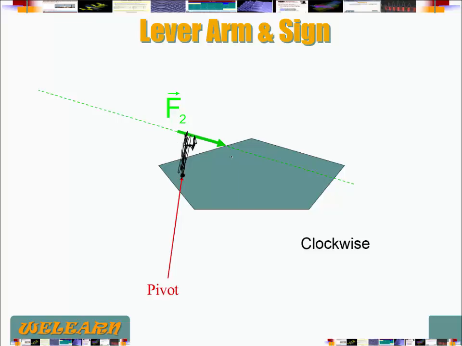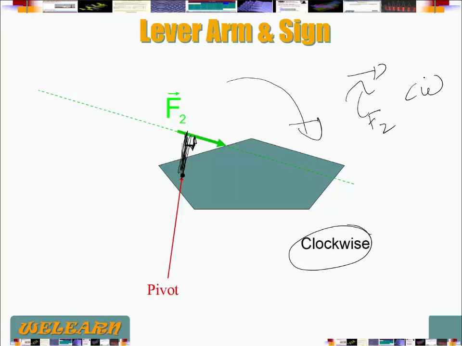Now, since this is my pivot, if F2 is acting by itself on our object, the effect of F2 is to rotate the object in this direction, which is the clockwise direction. So the torque due to F2 is clockwise, which is negative by convention.